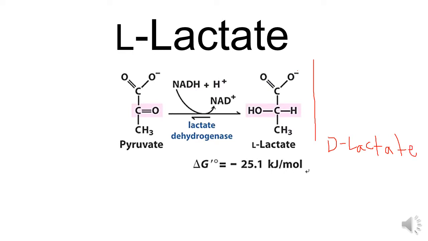This is taking forever. So D-lactate would be the enantiomer to this thing, and the thing to notice is this line right here. So this is what makes this molecule D or L. So the D version would have the hydrogen on the left-hand side and the OH hydroxide or alcohol group on the left-hand side, okay?